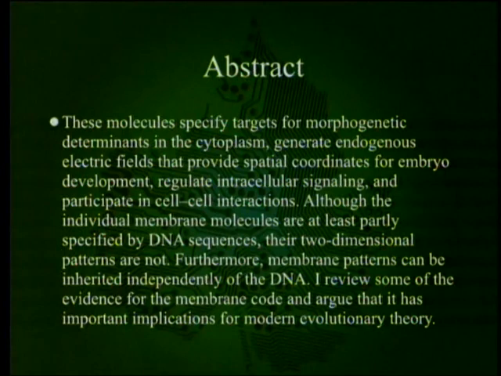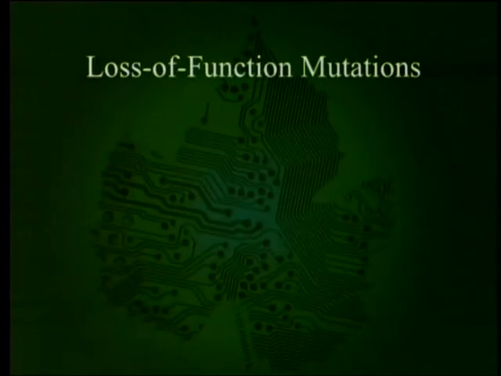These molecules specifically target or specify targets for morphogenetic determinants in the cytoplasm. Morphogenetic determinants. So basically they work with DNA, generate endogenous electric fields that provide spatial coordinates for embryo development, regulate intracellular signaling, and participate in cell-cell interactions. Although the individual membrane molecules are at least partly specified by DNA sequences, their two-dimensional patterns are not. Furthermore, membrane patterns can be inherited independently of the DNA, as we'll see. I review some of the evidence for the membrane code and argue that it has important implications for modern evolutionary theory. And we'll look at that.